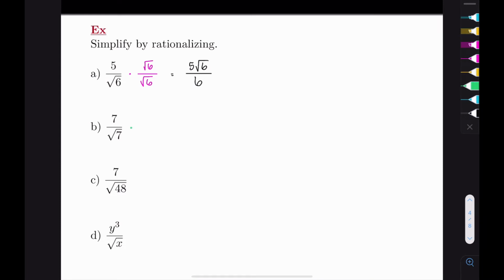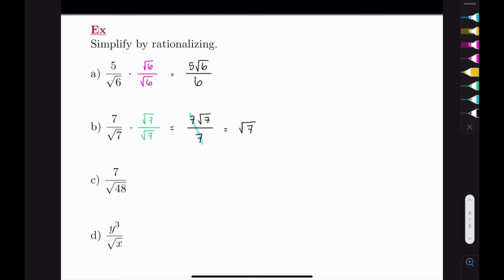For this next one, same thing. We need to multiply by square root of 7 in the bottom to make it cancel. And so what that gives us is 7 root 7 divided by 7. But now we can actually simplify this even more. The 7's cancel each other out, and all of this to get that it is equal to the square root of 7.